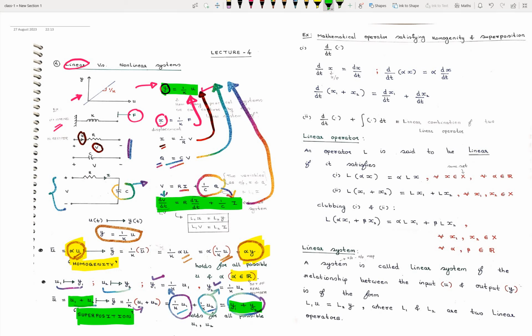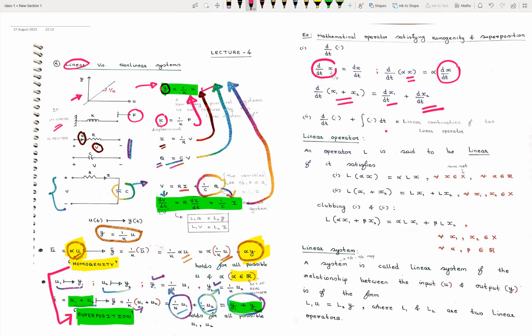Let us see how many mathematical operators satisfy homogeneity and superposition. Initially, I have considered the differential operator. To this differential operator I have applied scaling, and since alpha is constant, we take alpha out, giving alpha times dx by dt. Then for a sum of inputs, the output is the sum of the individual outputs, d dt x1 plus d dt x2. Here I have taken a linear combination of differentiator and integrator. This also satisfies linearity, these two properties, homogeneity and superposition.